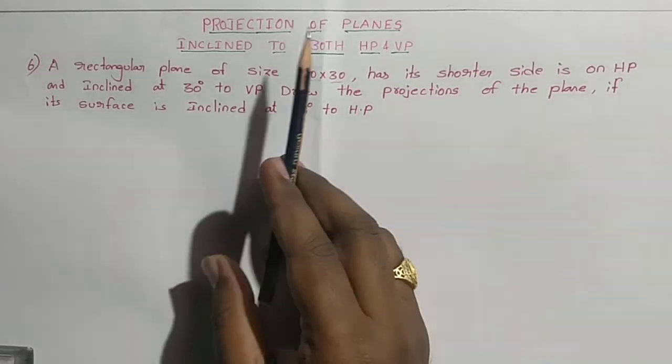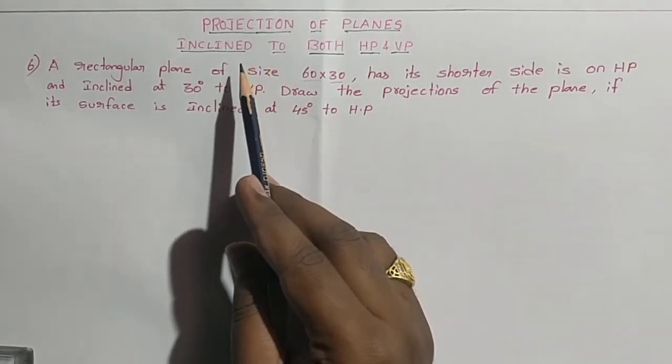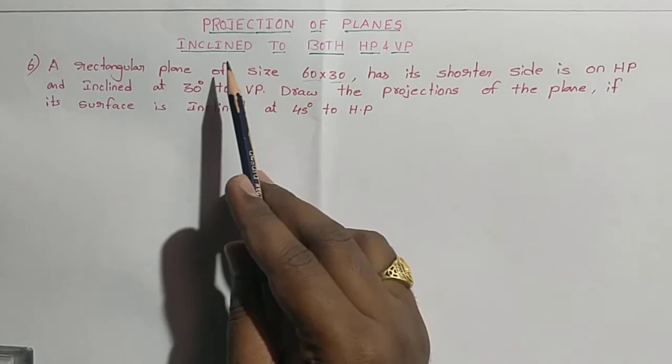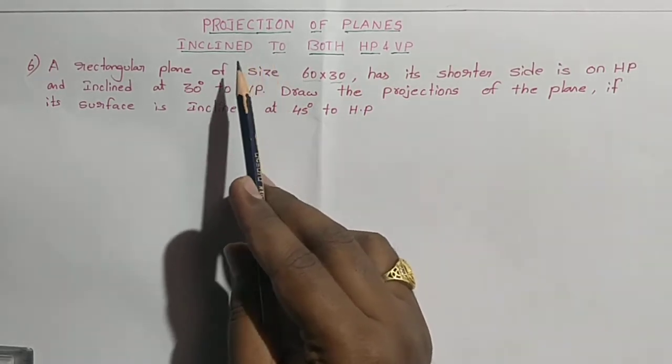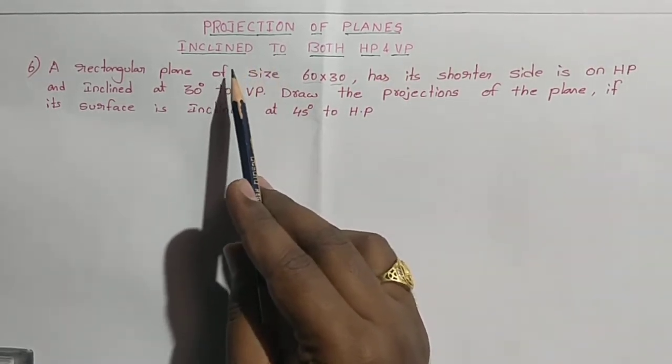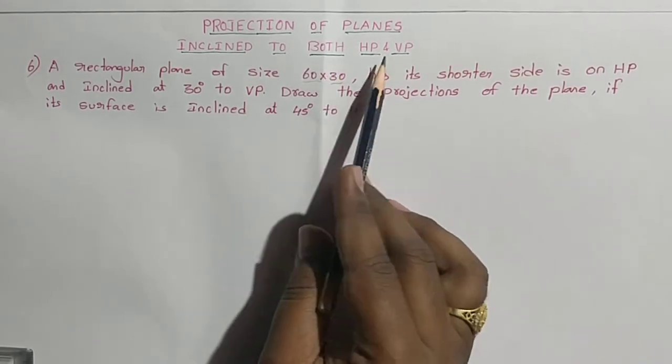Okay, it is the position of planes. Now I am going to explain the position of planes when the plane is inclined to both VP and HP.